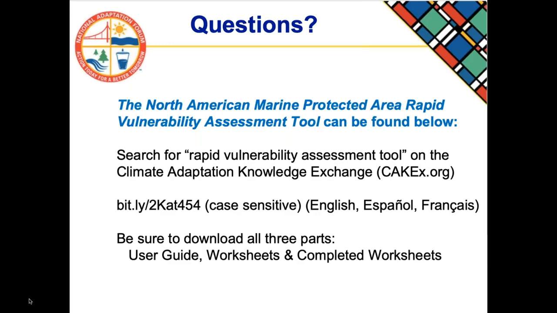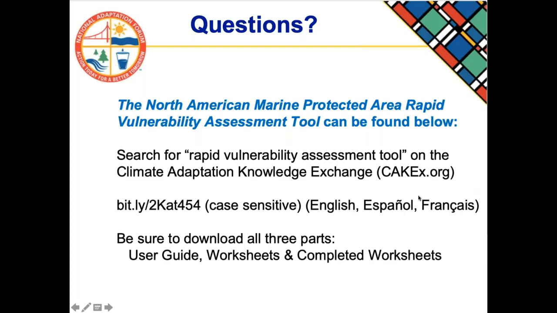Again, you can also access the resources on the Climate Adaptation Knowledge Exchange by just typing in Rapid Vulnerability Assessment Tool in the search box at kcax.org, and you will pop up not only the tools themselves, but links to this webinar as it was recorded back in December of 2017 and other case studies and uses of the tool. And again, any questions, please type into the chat box, and then our moderators will relay that out for everyone. I'm happy to address those.